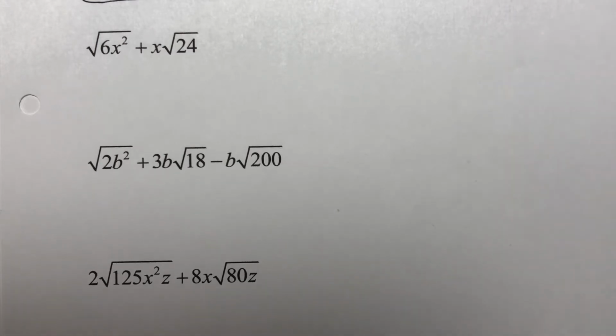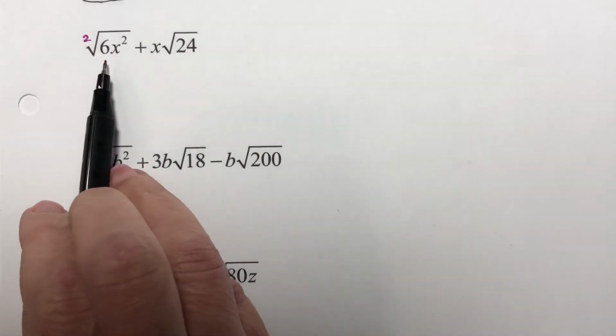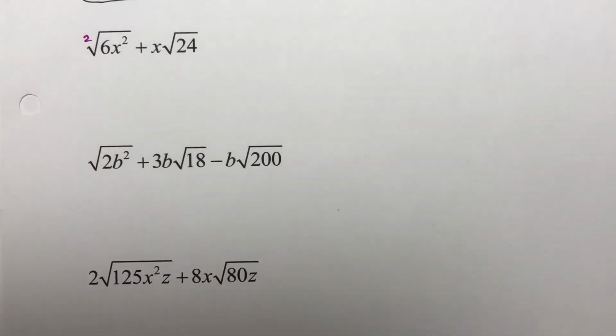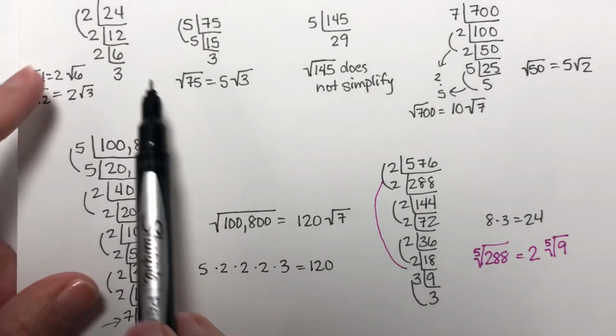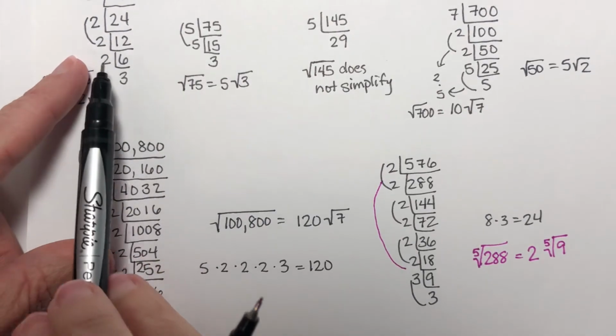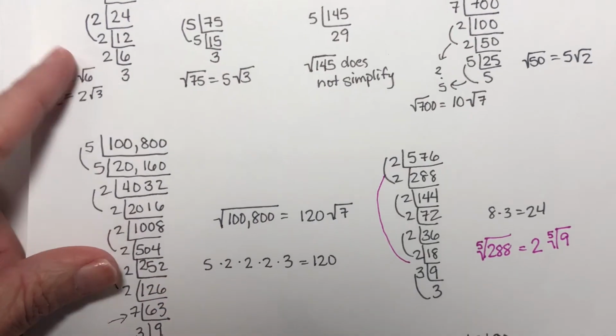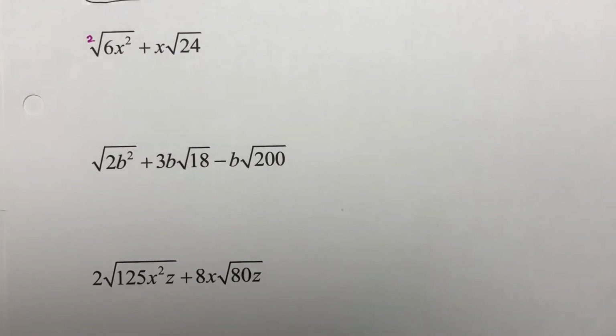Okay, so let's look at simplifying this first one. Remember that the understood index is a 2. The square root of 6 is not something that can simplify. If you look here, the prime factorization of 6 is 2 times 3. There are no pairs, so that does not simplify.